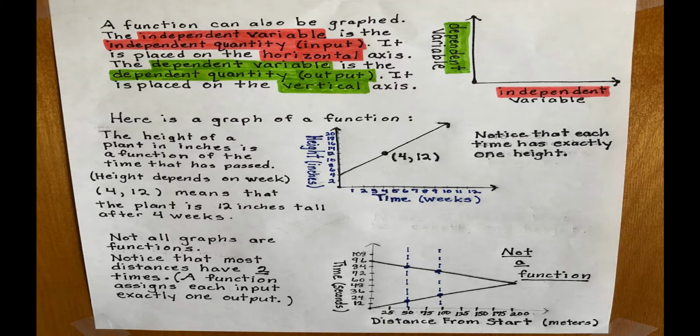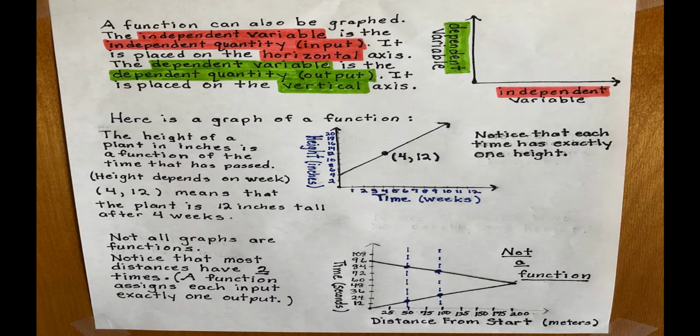A function can also be graphed. The independent variable is the independent quantity or input. It is placed on the horizontal axis. The dependent variable is the dependent quantity or output. It is placed on the vertical axis.